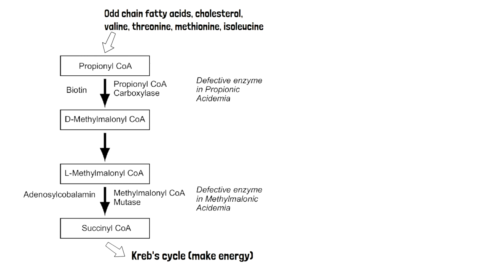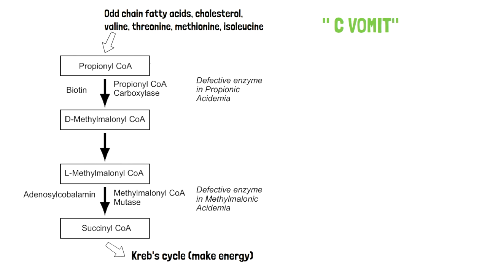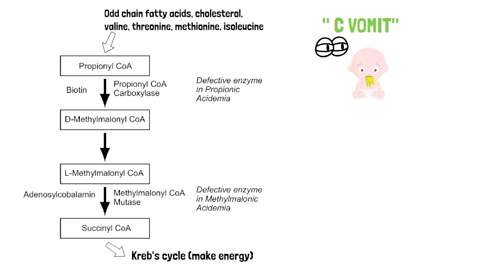And I like to remember these substrates by the mnemonic C-VOMIT. C-VOMIT stands for the first letter of all these things. I also remember C-VOMIT because vomiting, seeing a neonate vomit, is a symptom of both acidemias. So it's an easy way to remember what starts this pathway.